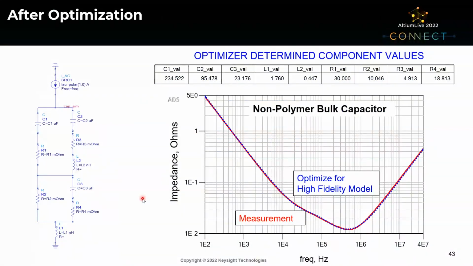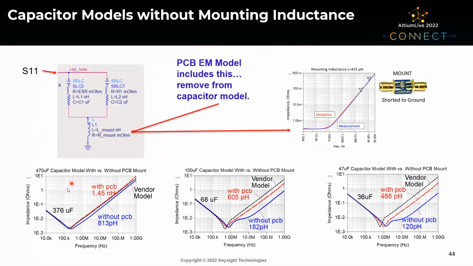You can also take a measurement of the capacitor and simply do an S parameter de-embed of that mounting inductance. But I'd like to show a little more detail here. If you have a capacitor model and you tune the different parameters and include that mounting inductance at the bottom, then you get a model that makes it easy to turn that mounting inductance on or off, depending on how you're going to be using it in simulation.